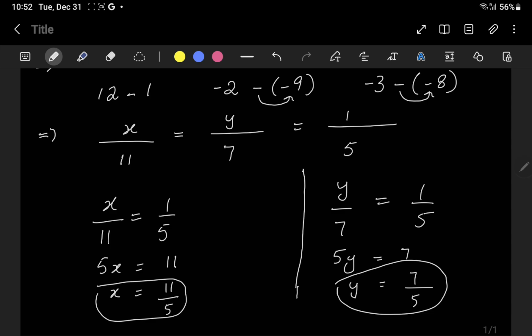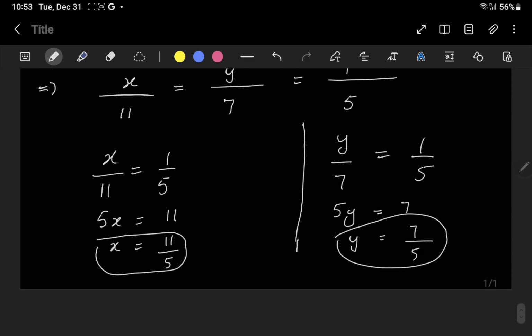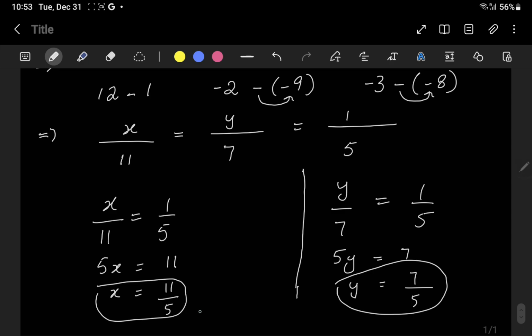So the solution set, SS, we can write: the solution set of this equation is x equals 11 upon 5 and y equals 7 upon 5. So this is the answer.